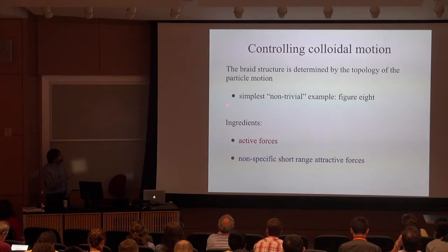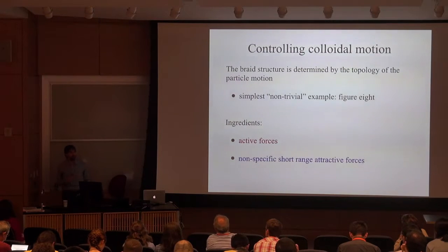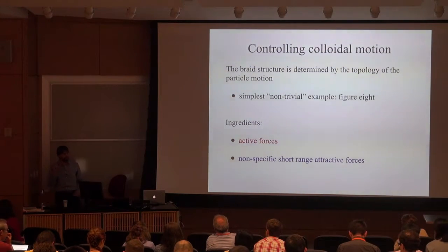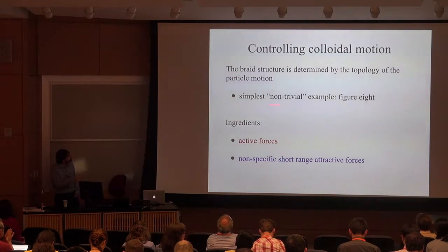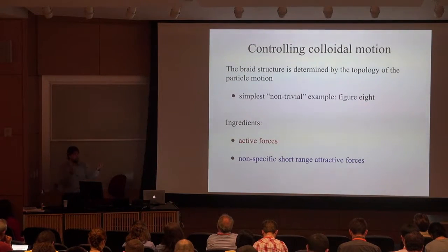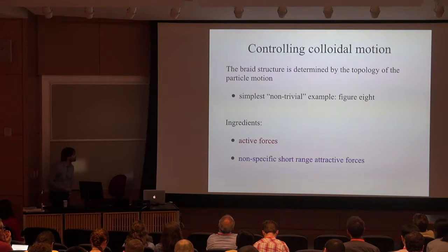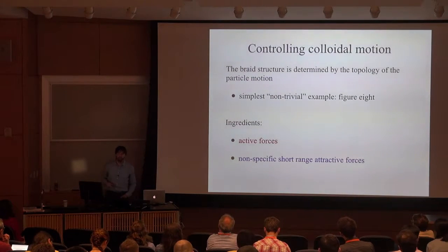Right? So if you think of different non-trivial examples of these types of topological motions, by non-trivial I mean something not like a simple rotation, the simplest one I could think of was a figure eight. So basically, can we take two dancers that are going to be fixed and then have the third dancer do a figure eight around them? Can we do this with colloids using only active forces and then some sort of non-specific short-range attractive forces? So for example, depletion interactions here.